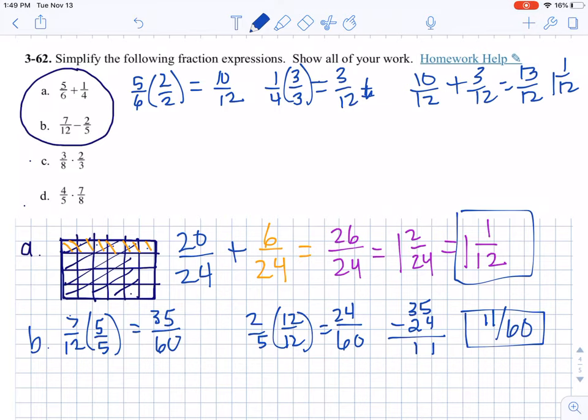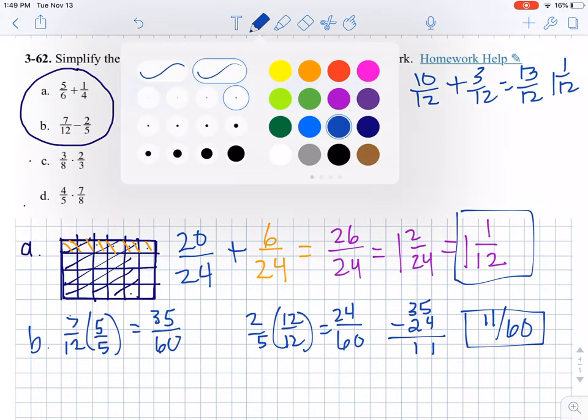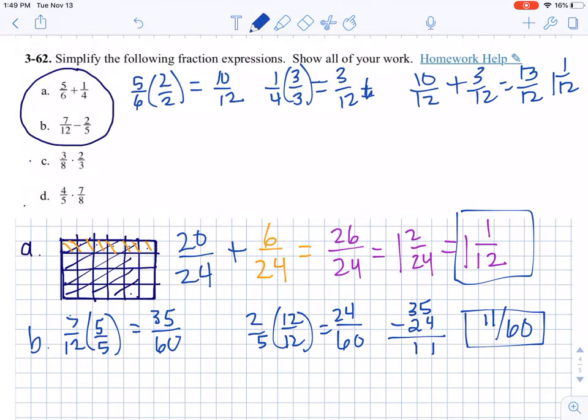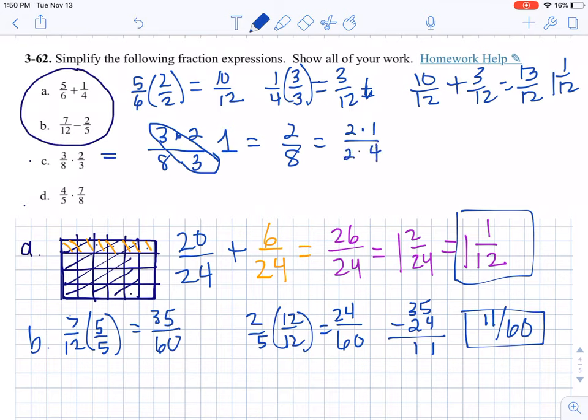All right, so over here for C, we can do the multiplication. For multiplication, you don't have to find a common denominator. You just multiply the numerators: 3 times 2 over 8 times 3. And I can see that this is going to give me a giant 1. So I'm just left with 2 over 8, which I can say is 2 times 1 over 2 times 4. There's also my giant 1. So I'm just left with 1/4.